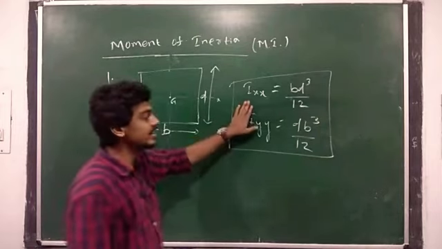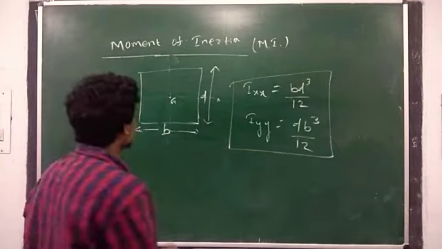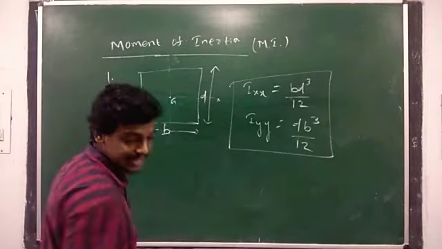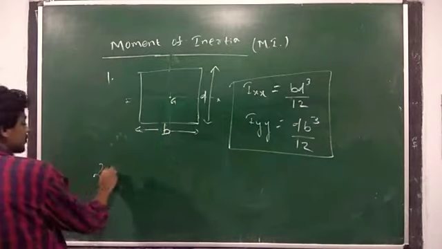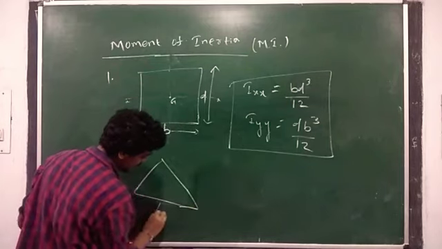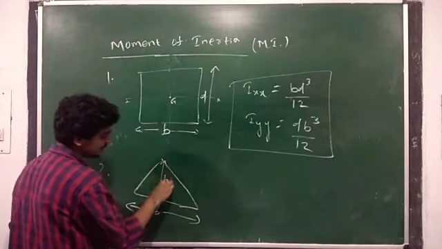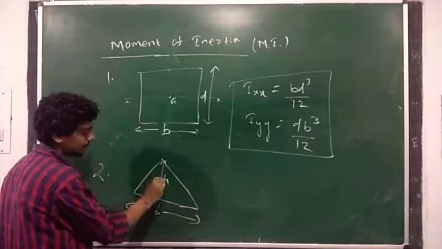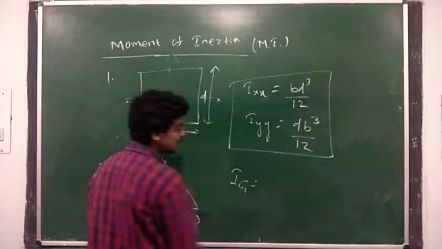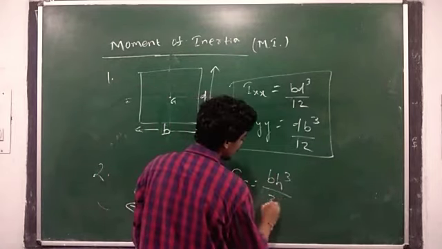Okay, this is the inertia value along the centroidal axis. So for the next section I am denoting here only. Suppose the next section is a triangle. Triangle base is B, height is H. Suppose this is G. So if someone will tell to calculate the value along the center of gravity, that is G, so this value will be BH cubed by 36.